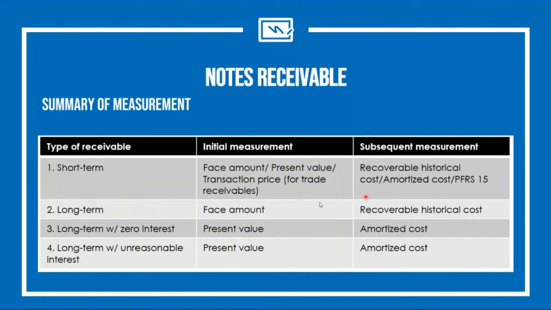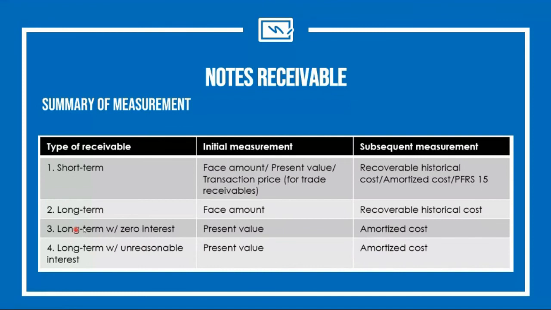Okay? Kasi 'di ba, kapag trade receivable siya, gagamitin mo syempre yung PFRS 15. All other receivables, gamitin mo yung recoverable historical cost or amortized cost. Yun lang. Kapag long-term naman, syempre measure mo siya at face amount. Okay, tapos recoverable historical cost. Ang assumption dito is since long-term siya, interest-bearing siya, so face amount siya, separate yung recognition ng interest.